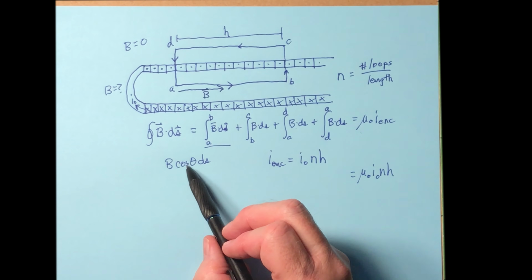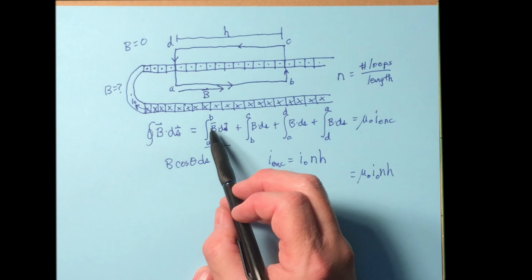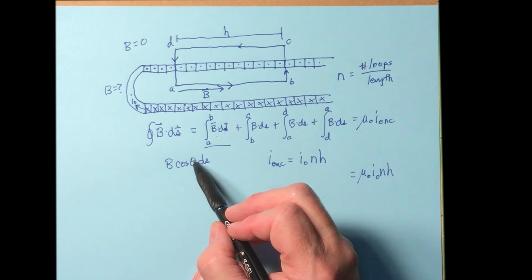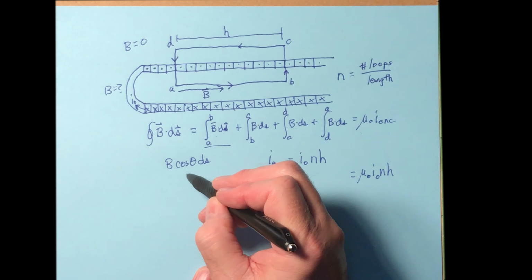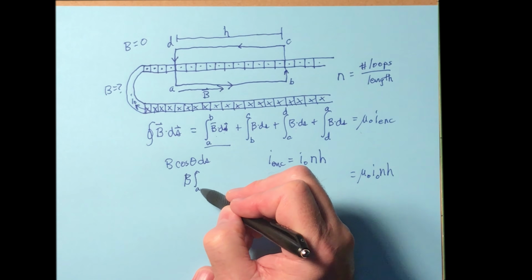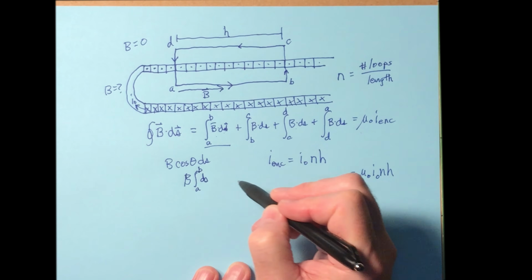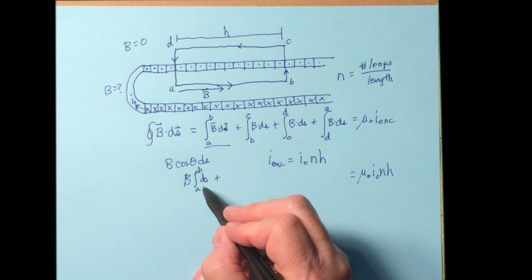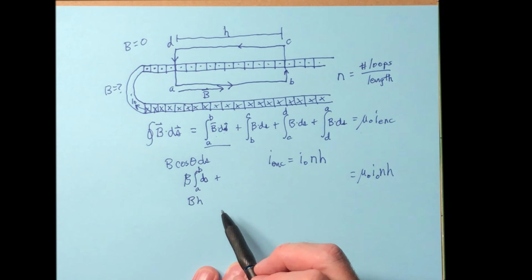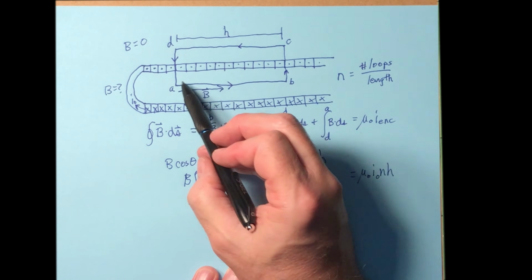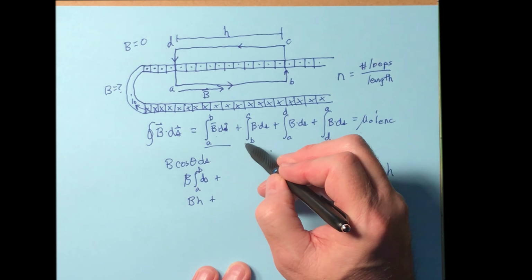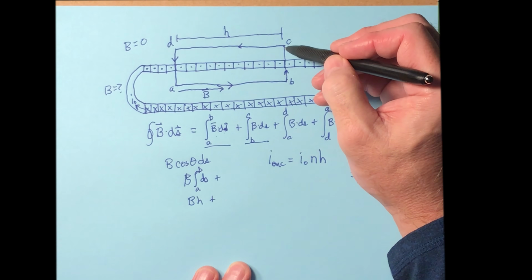If that's true, then the angle between B and ds for this first term is going to be 0. That means the cosine term goes away, and I'm left with B times the integral from A to B of ds. What is that right there? The integral from A to B of ds is just the length of that segment from A to B. It's h.